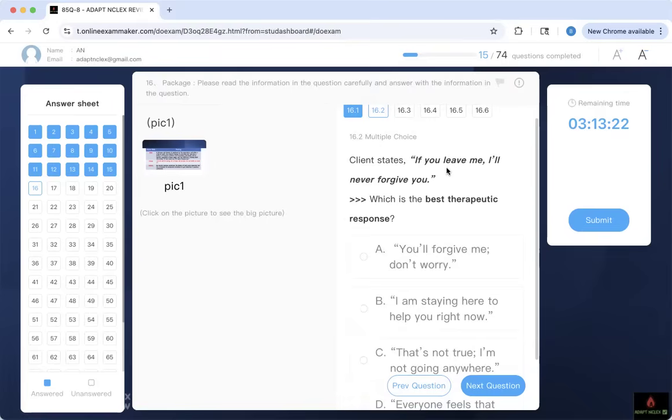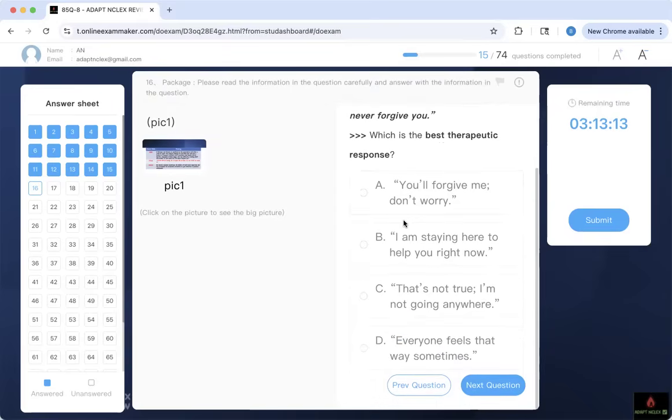The client states, if you leave me, I will never forgive you. What is the best therapeutic response? What would you say? You will forgive me, don't worry. Is that therapeutic? I'm staying here to help you right now. Is that good? That is not true. I'm not going anywhere. You are reassuring the client.